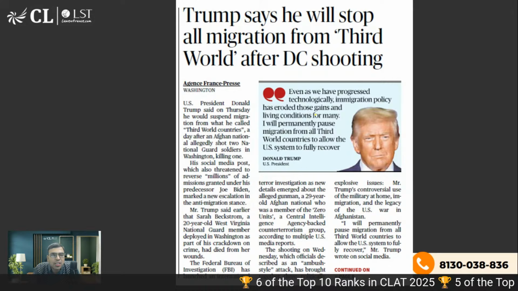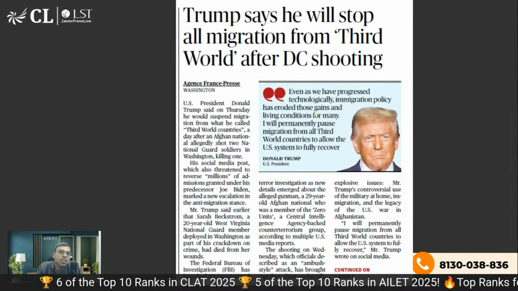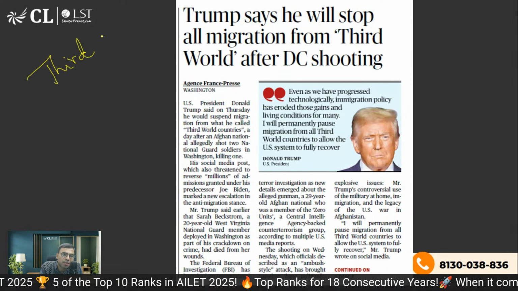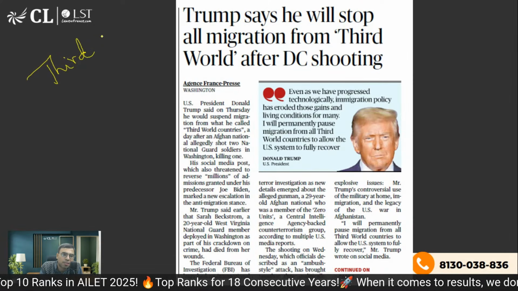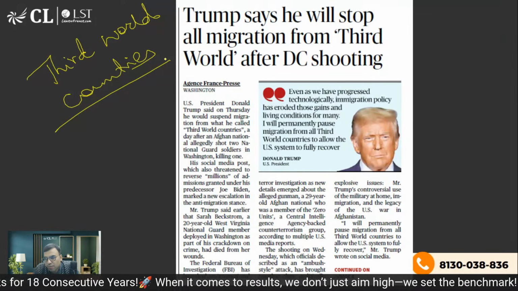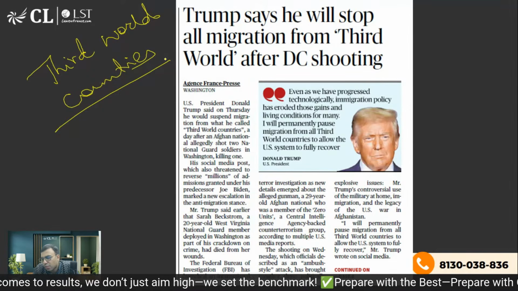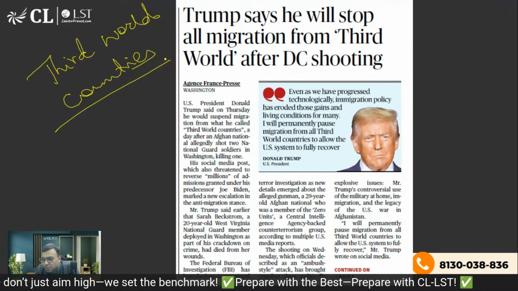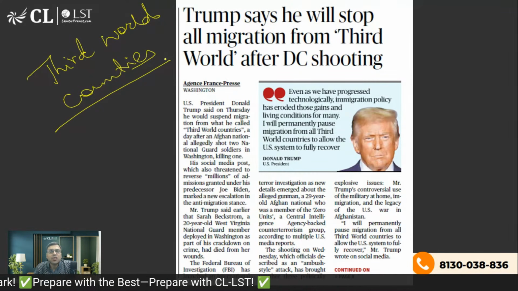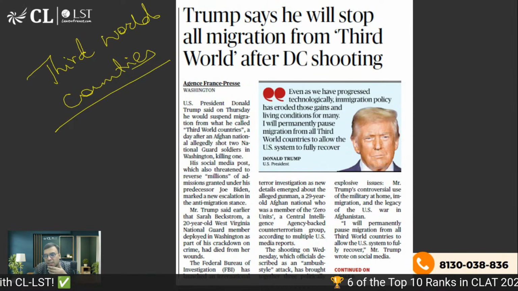Trump says he will stop all migration from third world countries. What is the meaning of third world countries? What does it mean? Yes, Neha Swarup, you were right, the definition of real GDP you had answered. NAM countries कह सकते हो, yes. So basically, what about the second world countries, and which were first world countries? वो क्या था?